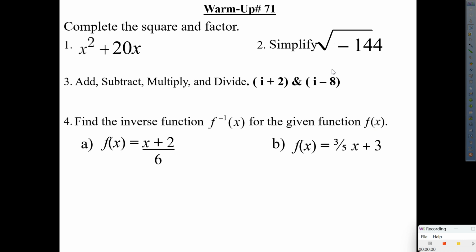Warm-up 71 is on the screen. By now, we are experts at all those, so I'll give you guys some time for that. And then I'm going to post a code so you can send me your warm-up on Nearpod. Make sure you have your Chromebooks ready. We're going to be using those today. Okay, I'll give you guys some time. Copy and go.